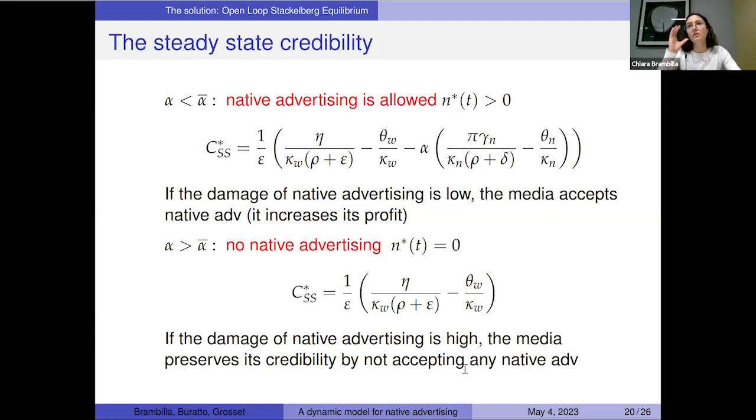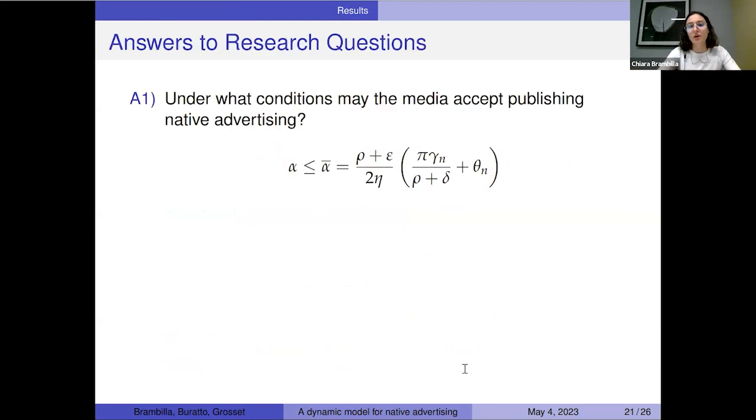So we may also be interested in understanding why a media outlet really accepts publishing native advertising if this native advertising will result in damage to the credibility. And we are going to answer this question by answering our research questions. Just to recall what we have found, the condition under which a media outlet accepts publishing native advertising is that the damage to its credibility is not too high. So this negative effect parameter alpha needs to be lower than the threshold alpha bar.